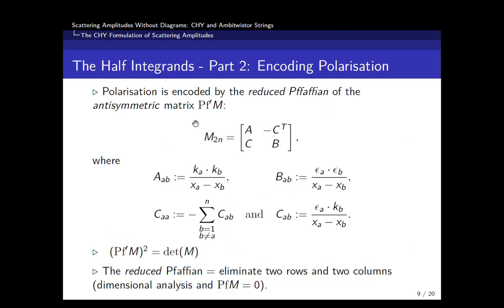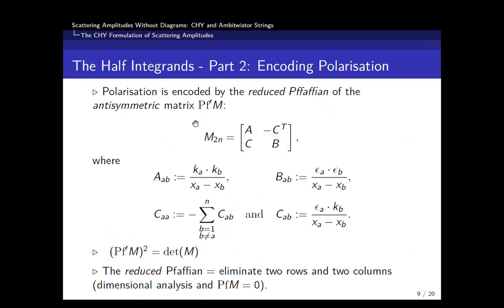What about polarization? Polarization, and also kinematics, is encoded by the reduced Pfaffian of an antisymmetric matrix. So let's break it down. We're going to start off with this very nice matrix of 2n entries, n being the number of external particles, and it has this beautiful block structure. It's antisymmetric, and you can see the polarization encoded in our B and C blocks right here. So this is the matrix. This is what's encoding our polarization and kinematics.